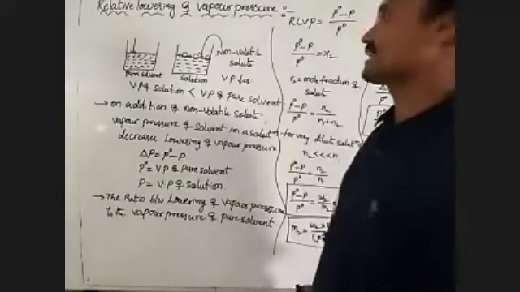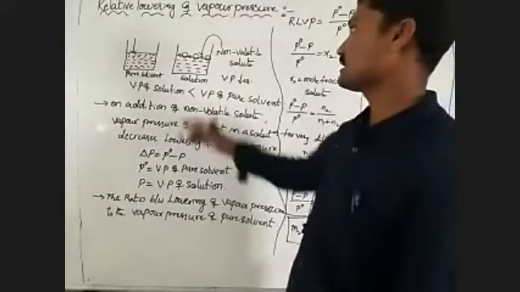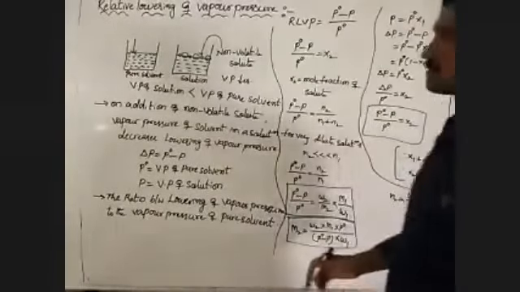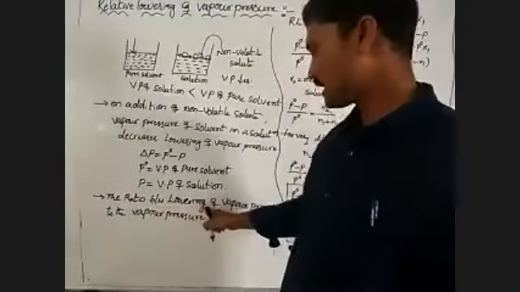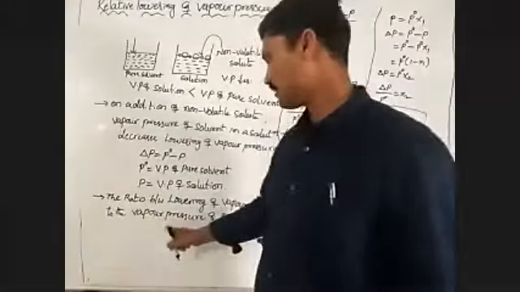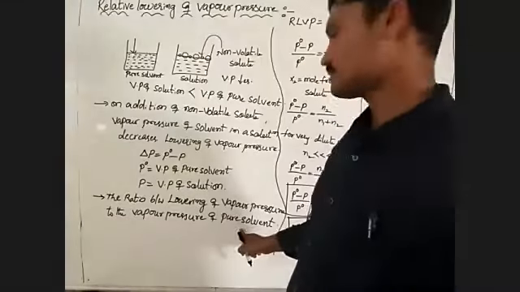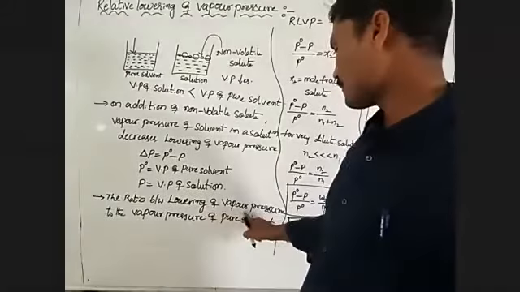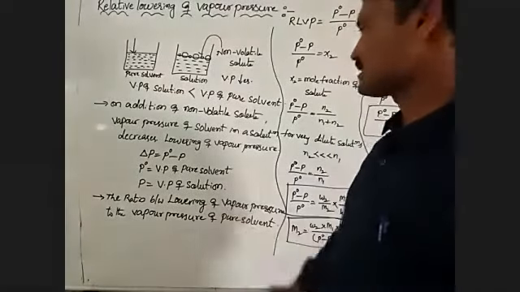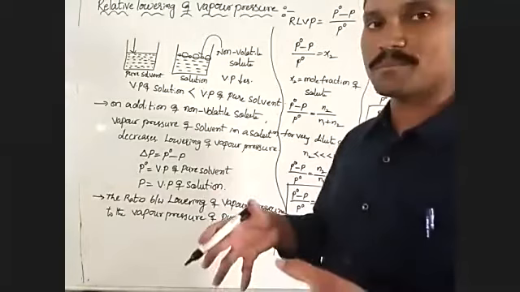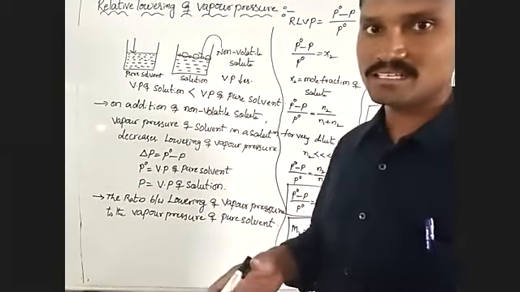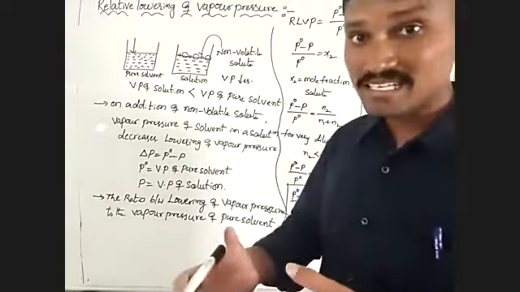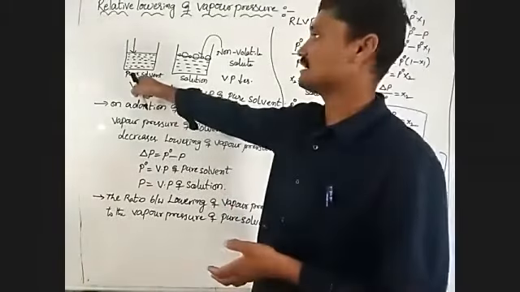Now once again, let me explain this. Relative lowering of vapor pressure means the ratio between lowering of vapor pressure to the vapor pressure of pure solvent. That is called relative lowering of vapor pressure. Here lowering of vapor pressure means the decrease in vapor pressure. Lowering means decreasing. When vapor pressure decreases, here you take pure solvent in a beaker.